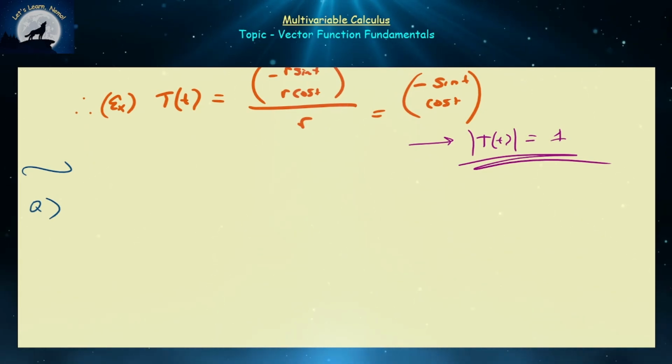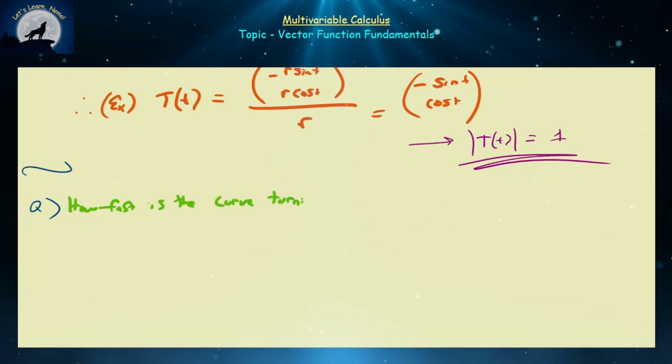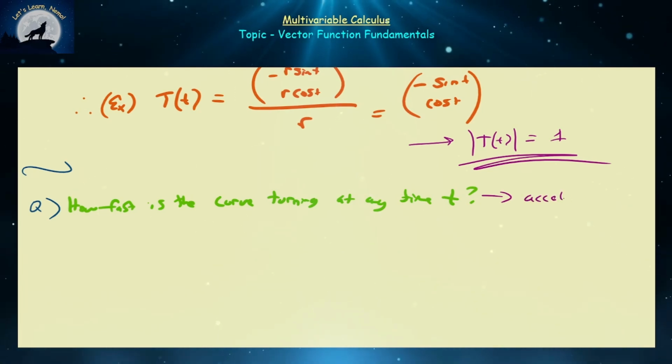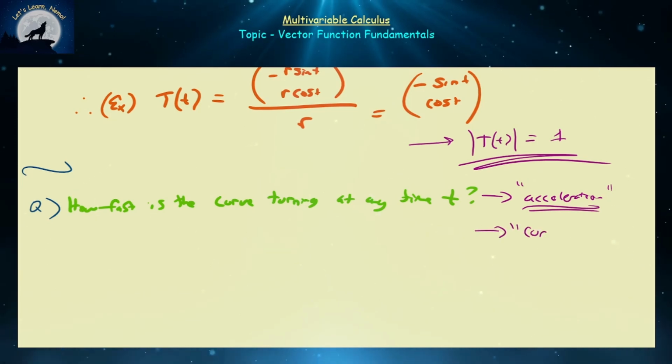Then another question somebody might ask is, yes, the vector function is changing direction, but how fast is the curve turning at any time t? This is reminiscent of single variable calculus, where acceleration is the derivative of velocity, but from the perspective of curves and geometry, this is what we refer to as curvature.